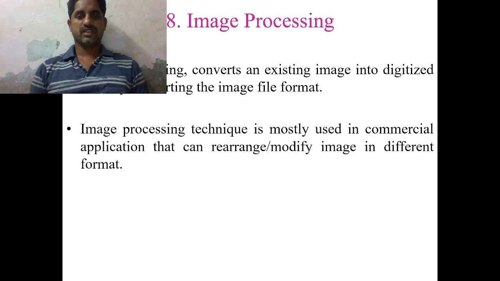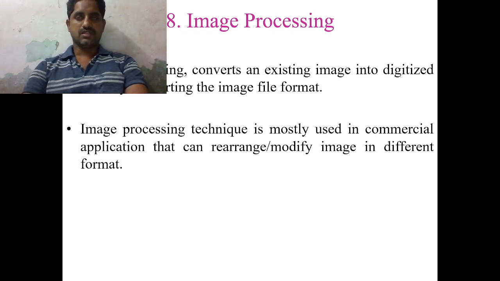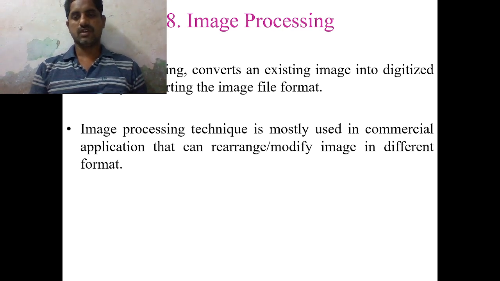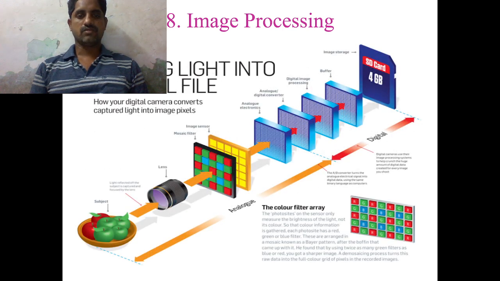Next, image processing. Image processing converts an existing image into digitalized form by converting the image file format. So we have to convert the image into digitalized form. The image processing technique is mostly used in commercial applications, where images can be rearranged or modified into different formats. So now we basically depend upon image processing techniques because they are mainly used in commercial applications. These are most important. Likewise, we have to design the image processing.